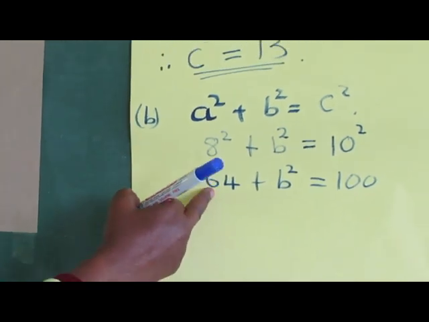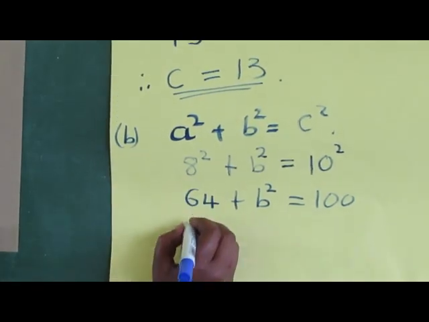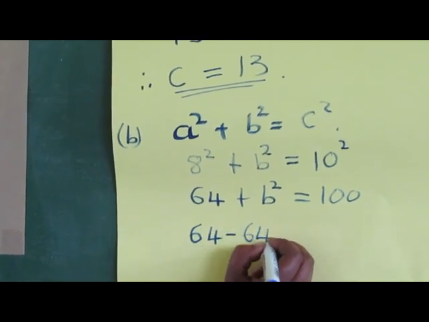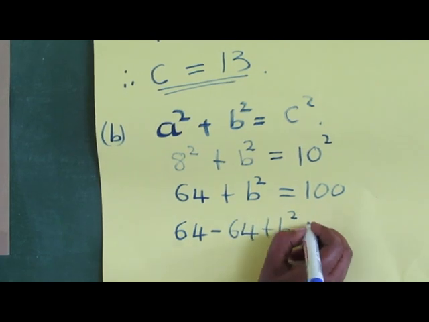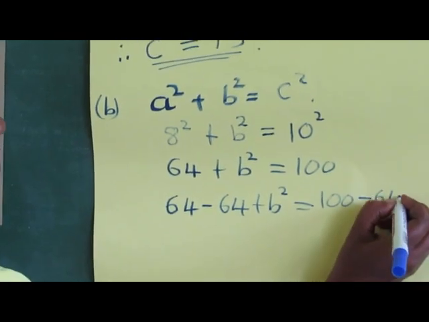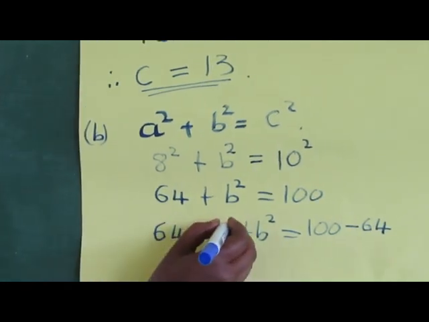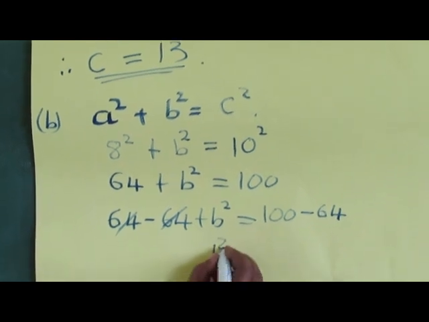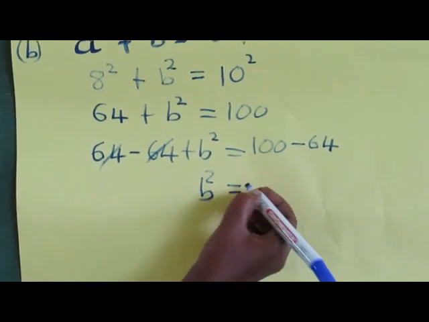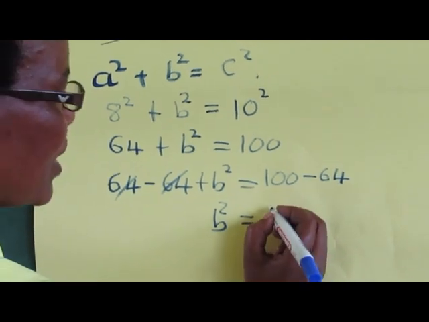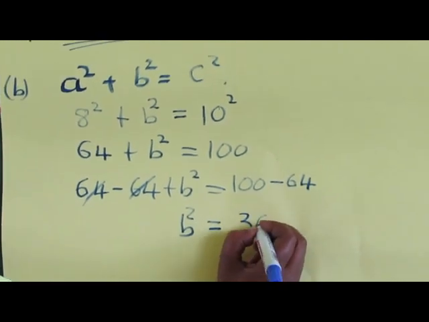Subtract 64 from both sides. You have 64 minus 64 plus b squared is equal to 100 minus 64. 64 will cancel out, it is 0. You remain with b squared, which is equal to 100 minus 64, you get 36.